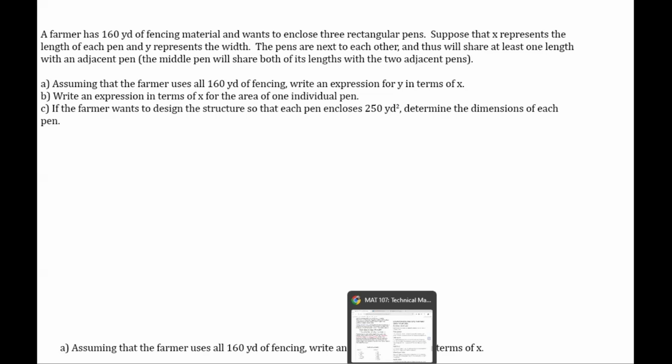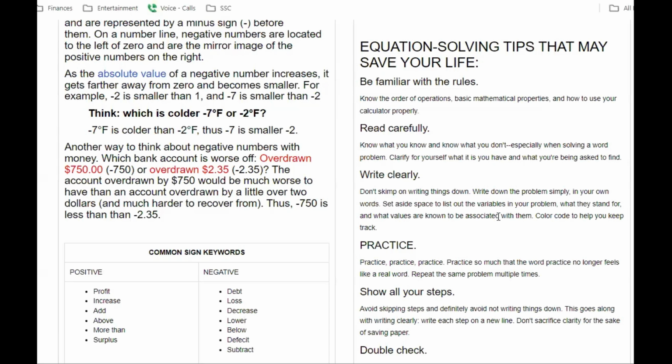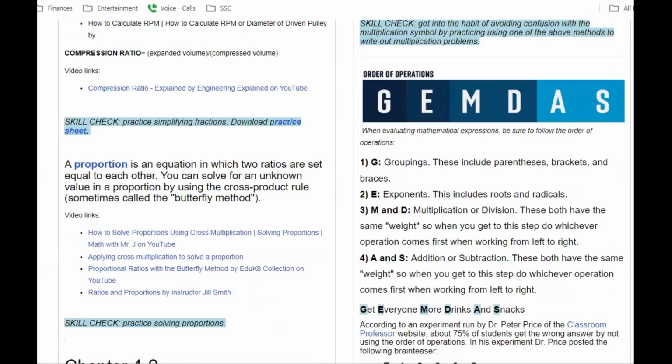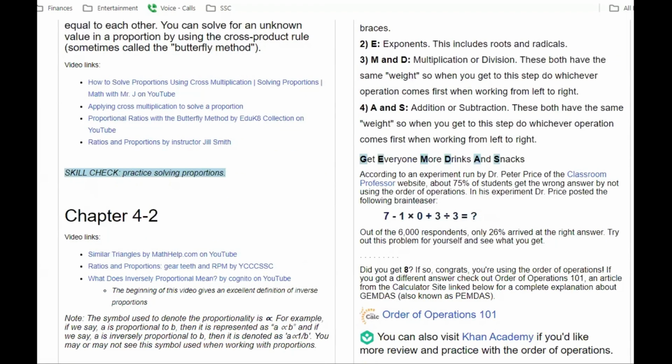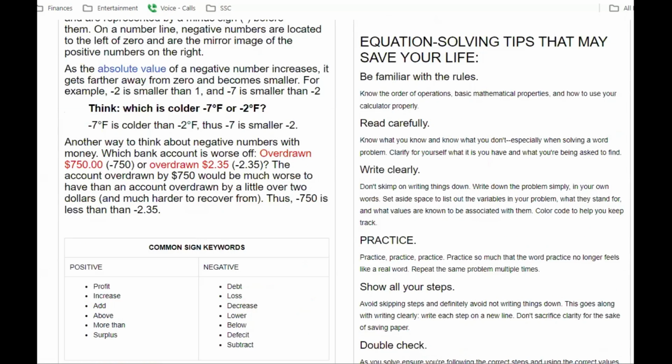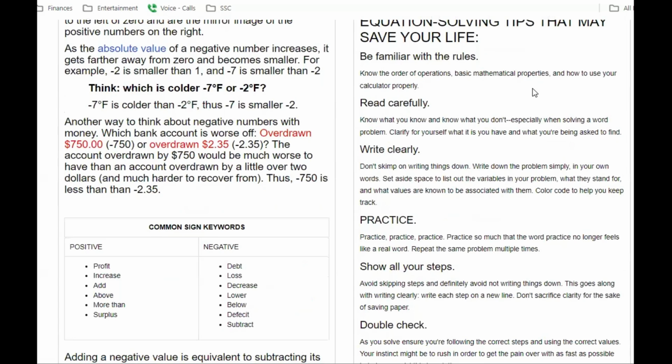So I'm also gonna bring up some equation solving tips that may save your life. Will it actually save your life? I don't know, but they are helpful. So number one, be familiar with the rules. You need to know the order of operations, which is actually also on this page. There it is. Order of operations. You can read more about that. I'm going to leave a link to this page in the video description. So you need to know the order of operations, basic mathematical properties, and how to use your calculator.